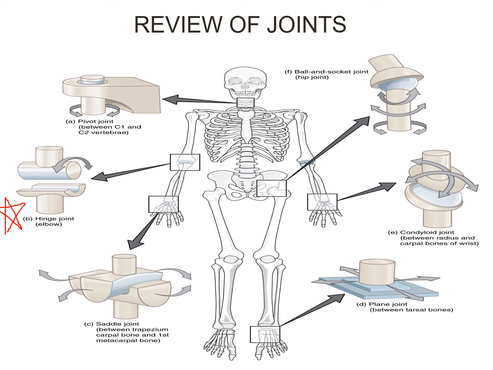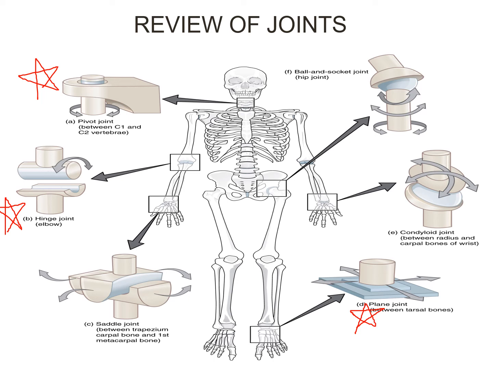You have your plane joints, also known as your gliding joints, found in the intervertebral area where you have the articular facets or articular processes, also found in the wrist and ankle. And then you have your pivot joints, found in the radius and ulna area, also in your upper neck. That helps you say no, shake your head left and right. So those are the uniaxials.